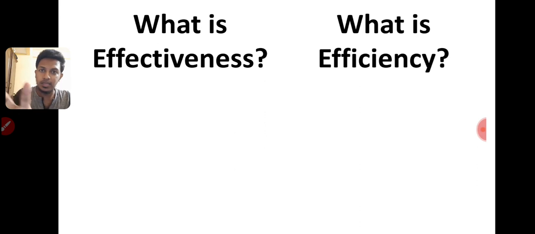If you are buying wheat flour and sugar and everything and making a cake, it's effectiveness. We bought the correct ingredients and made the cake, but if we make only one cake in a day, it is not efficiency. If you prepare 10 cakes or 100 cakes in a day, that is efficiency. Now you understood, I think.